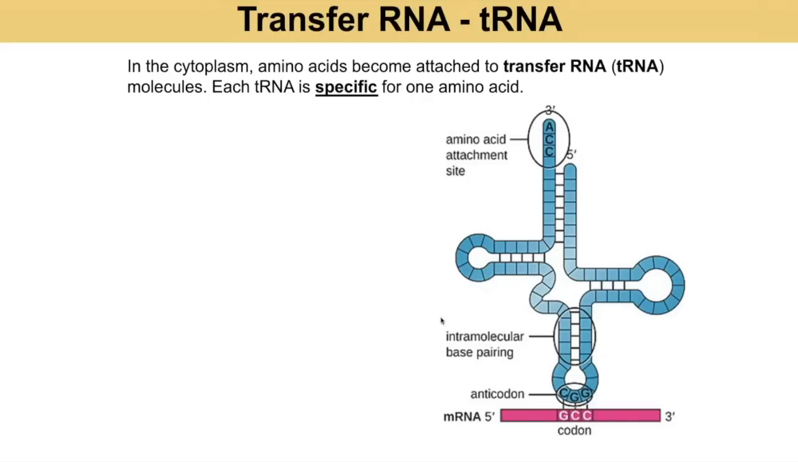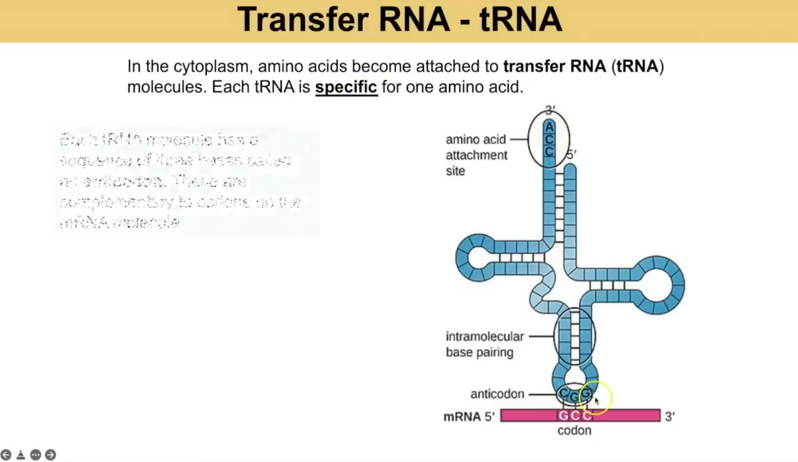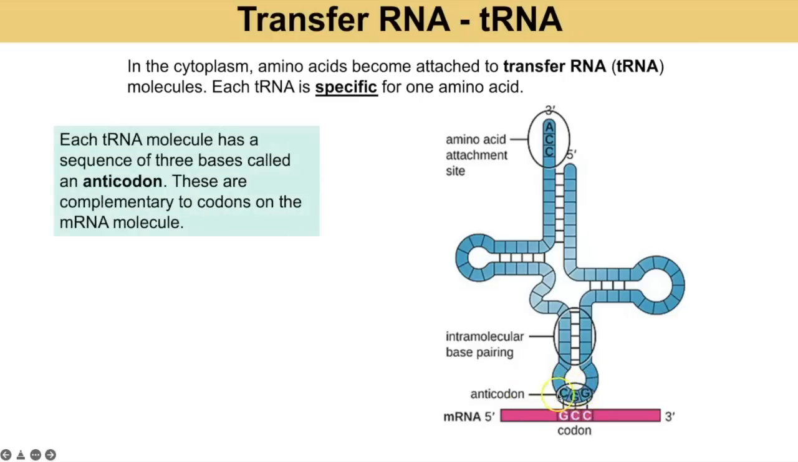tRNA is transfer RNA, and this is found in the cytoplasm. It has an amino acid binding site, which we can see up here at the top, and each tRNA molecule will have a particular or specific amino acid attached to that binding site. The tRNA molecule also has 3 bases on it at the bottom here, and we call those 3 bases the anticodon, and they will be complementary to a particular codon on mRNA. And when those align, they're held in place so that amino acids can start to bond together during translation.